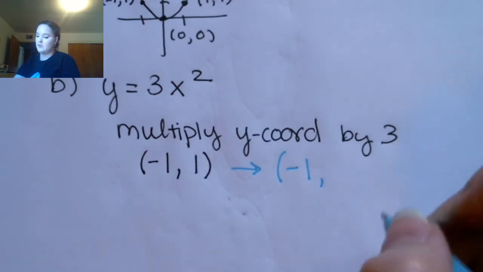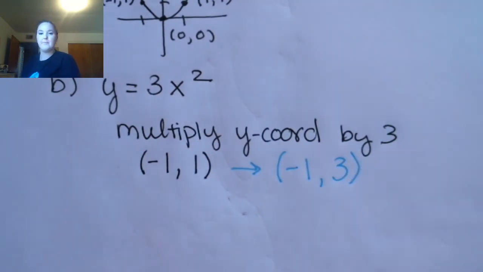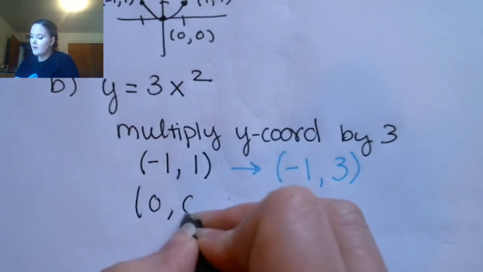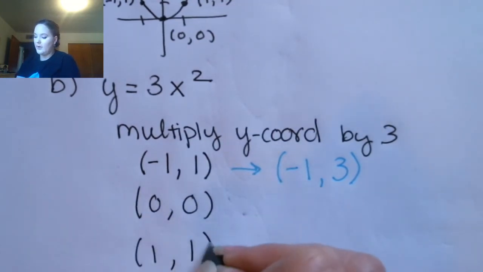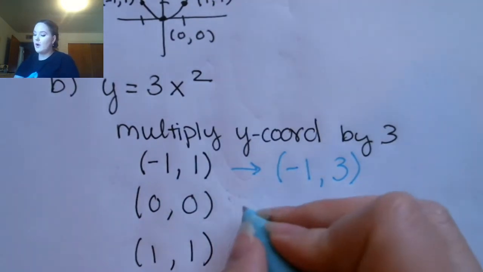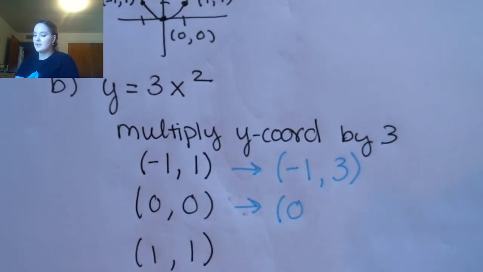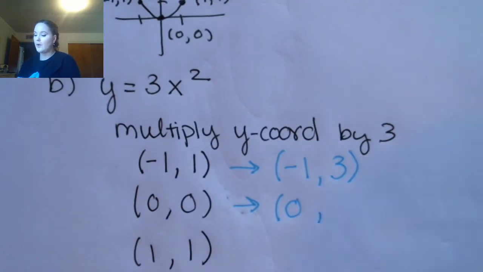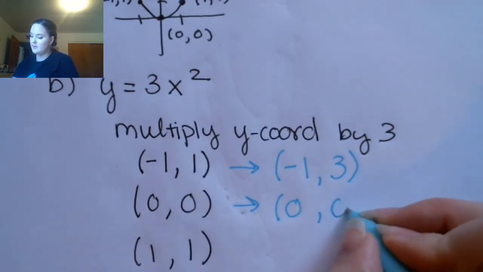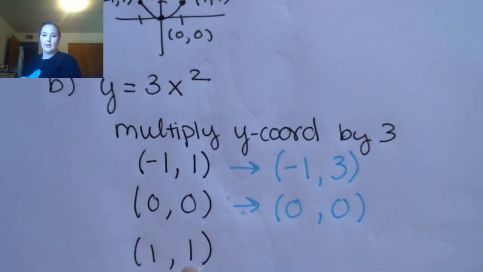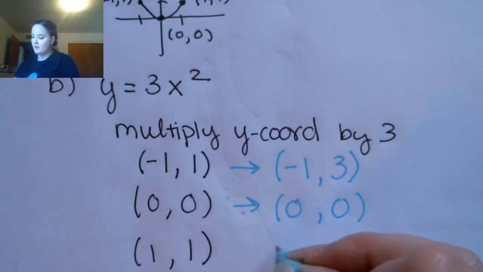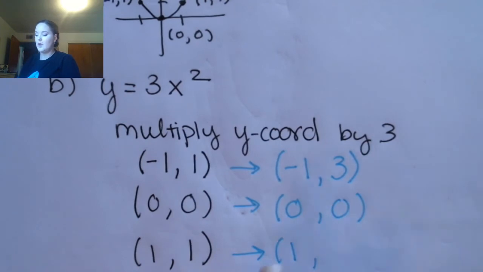So 1 times 3 is 3. I'm going to do that for each one of my points. So I had 0, 0, and also 1, 1. In the new graph, the x coordinate is exactly the same, and then the y coordinate gets multiplied by 3. So 0 times 3 is 0. Here, 1 times 3, right? X coordinate is the same, y coordinate times 3. So 1 times 3 is 3.